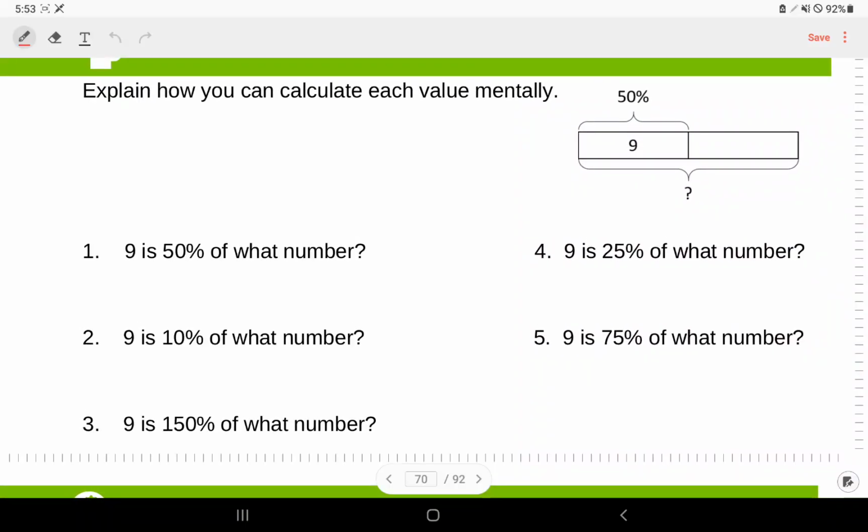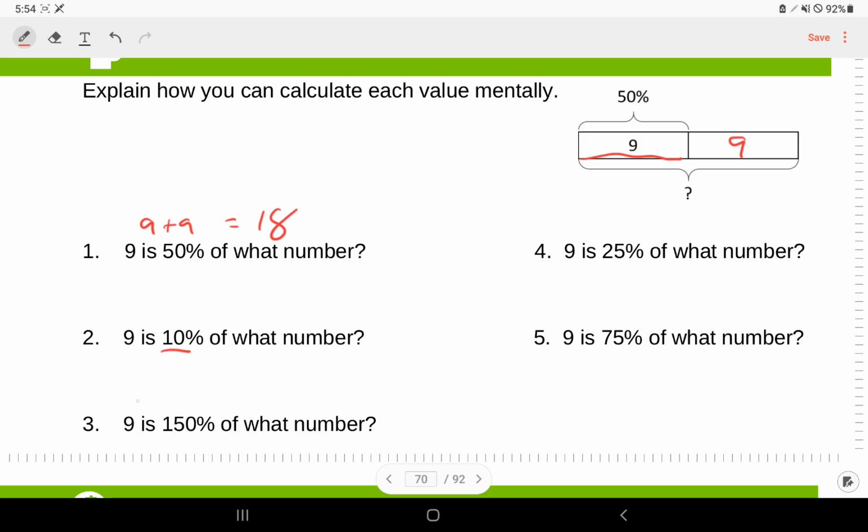Okay, now for this set, 9 is 50% of what number? Well, on the previous thing, we were dividing by 2 to get half the number. Well, we know 9 is half of it, so that means this section is 9. So 9 plus 9 is 18.